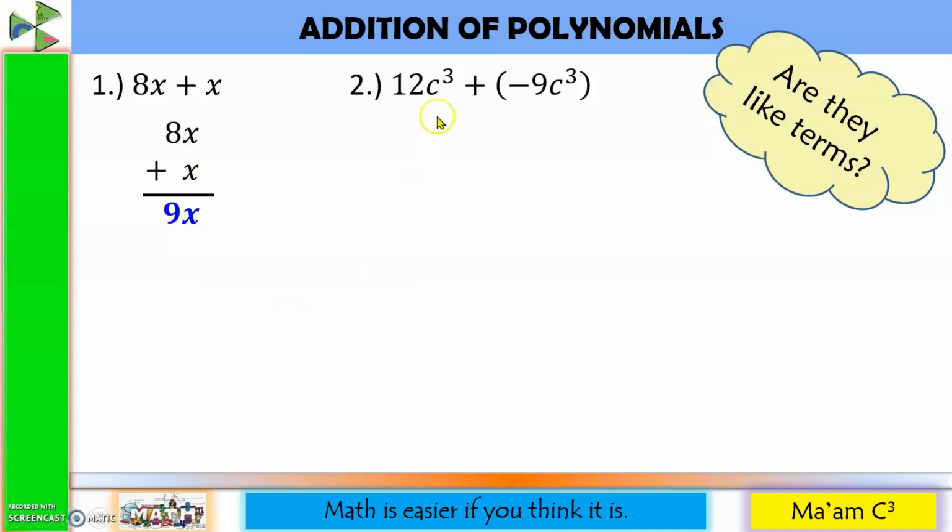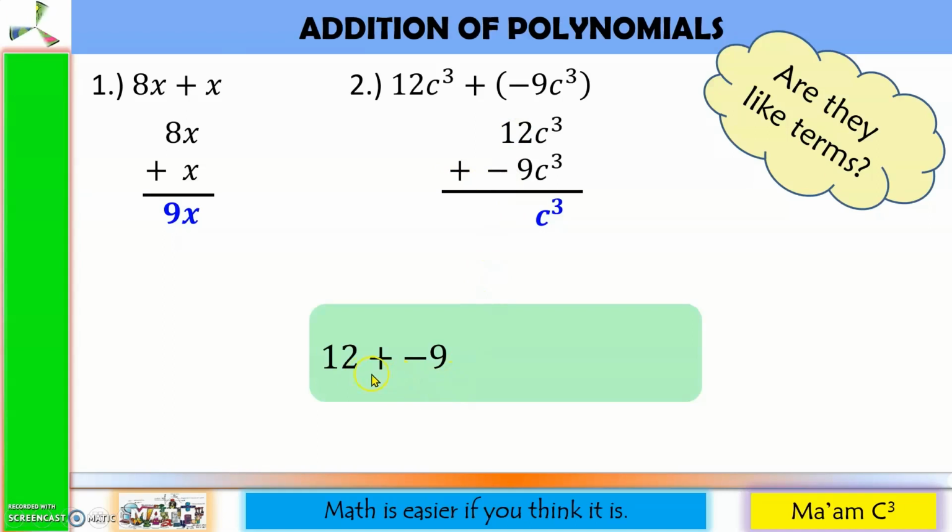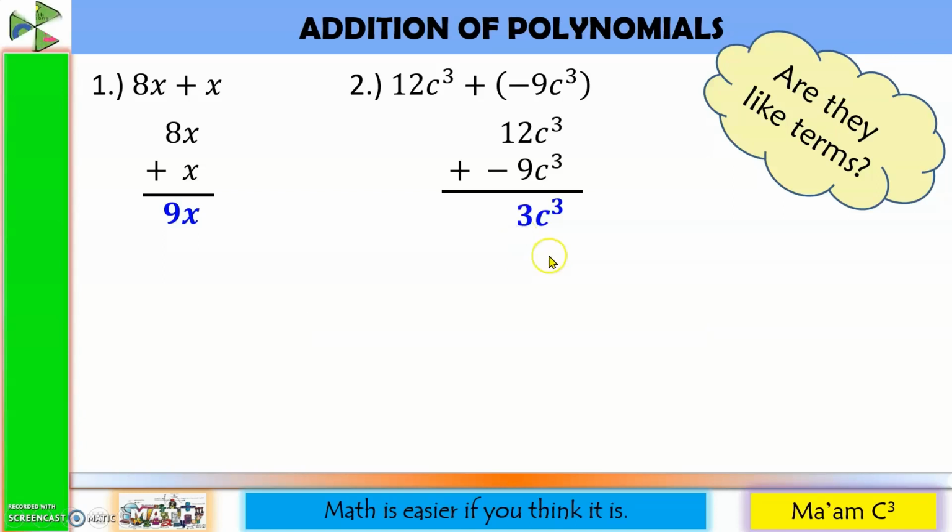Another one. So let us use the vertical or column method. And c cubed is the same as c cubed, so we simply copy c cubed. Then let us perform the operation here. 12 plus negative 9. Plus minus, when simplified, will become minus. So this is 12 minus 9. And 12 minus 9 is equal to 3. So our answer is 3c cubed.